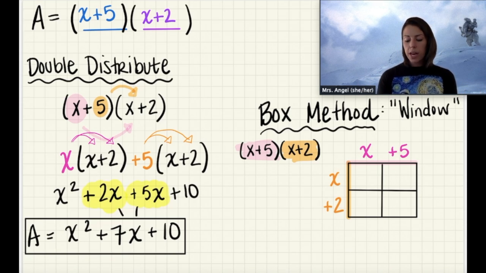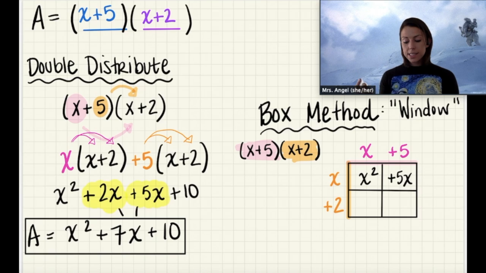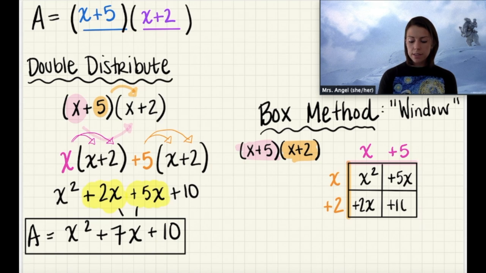Now, in this method, essentially what you're doing is finding the area of each individual square. So let's start with the first one. x times x is x squared. So that area is done. 5 times x is a positive 5x because that's a positive. x times 2 is a positive 2x. And 5 times 2 is a positive 10.